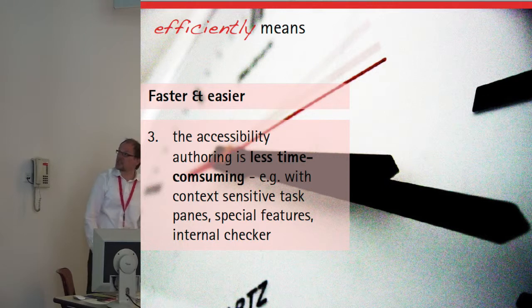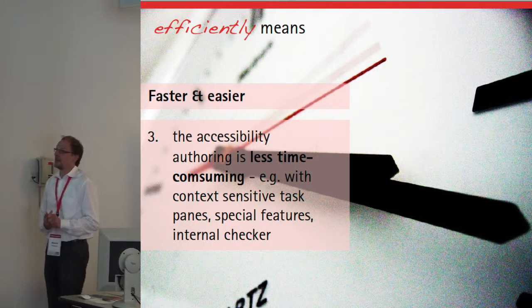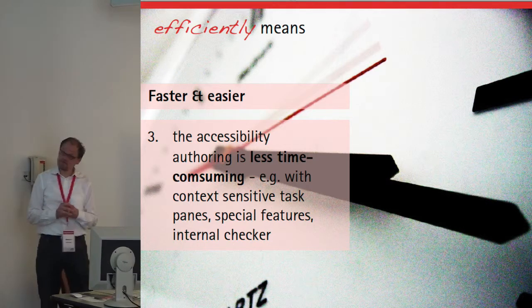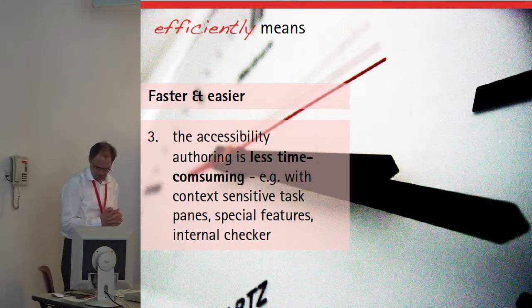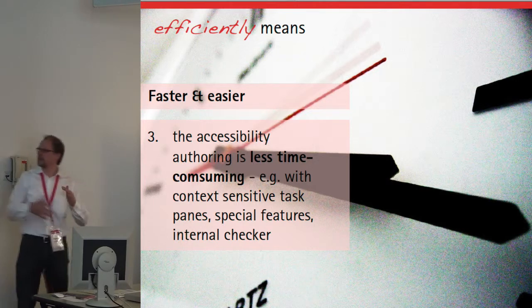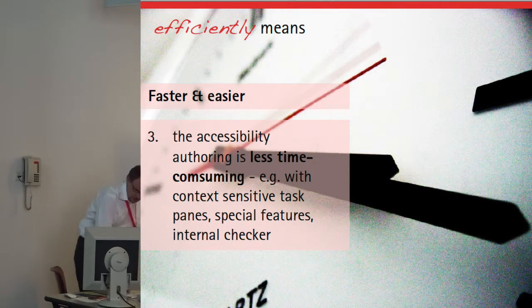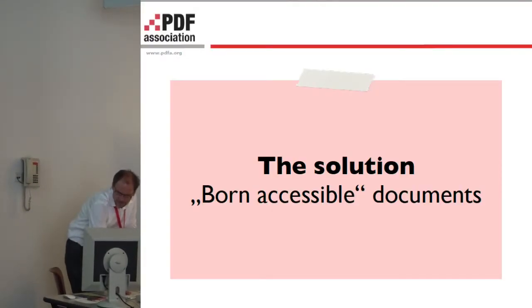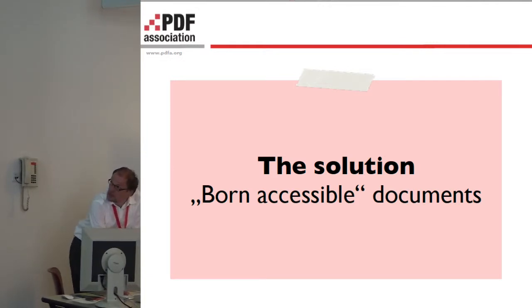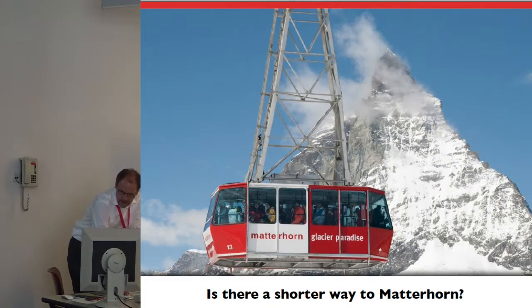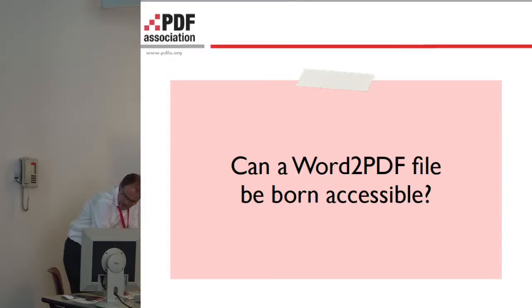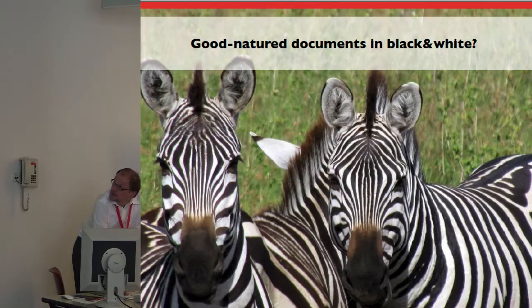And efficient means faster and easier. The accessibility authoring should be less time-consuming, and we can support that by special task panes or special features, internal checker, and so on. So have a look if it's also possible to create born accessible documents. And I have two examples. First, the Word to PDF workflow. Can Word to PDF, is that workflow able to create born accessible files?